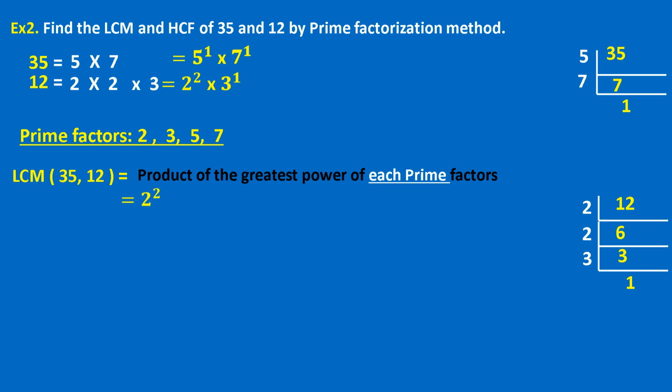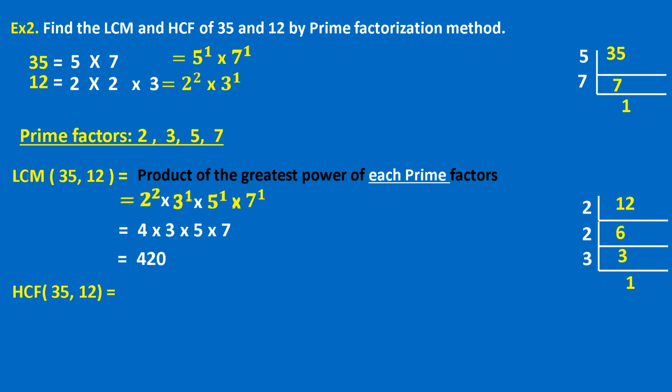3 also has only 1 factor, so that's why 3 to the power of 1. And 5 also 1, 5 to the power of 1. 7 also 1, 7 to the power of 1. Now 2 square is 4, 3 to the power of 1 is 3, 5 to the power of 1 is 5, 7 to the power of 1 is 7. So that's why 4 into 3 into 5 into 7 we get 420.